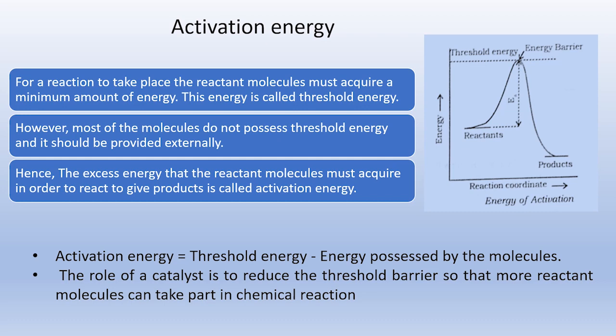So it depends upon the energy of the reactants. If the reactants have very low energy, we need to provide high activation energy. So activation energy is equal to threshold energy minus the energy possessed by the molecules. Here, if we are using a catalyst, what the catalyst does is reduce the threshold energy barrier, or we can say it provides an alternate path with a lower activation energy, so that more of the reactants can now take part in the chemical reaction to give the products.